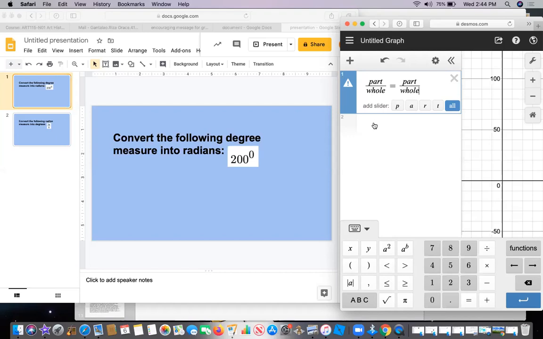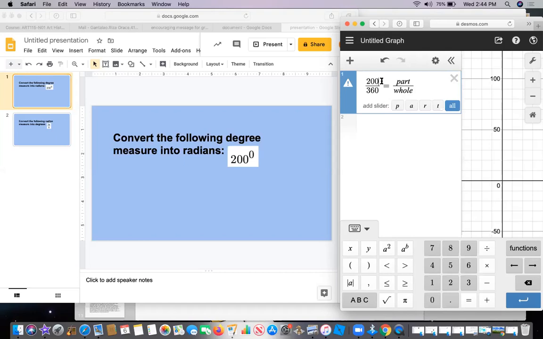Now, we know that when we talk of degree, that means the whole circle is divided into 360 parts, right? So we are going to change this word whole into 360 parts. So that would be 360. And in this problem, the degree here is 200, right? So what I'm going to do is put this 200 degrees on top of 360. So that would be 200.